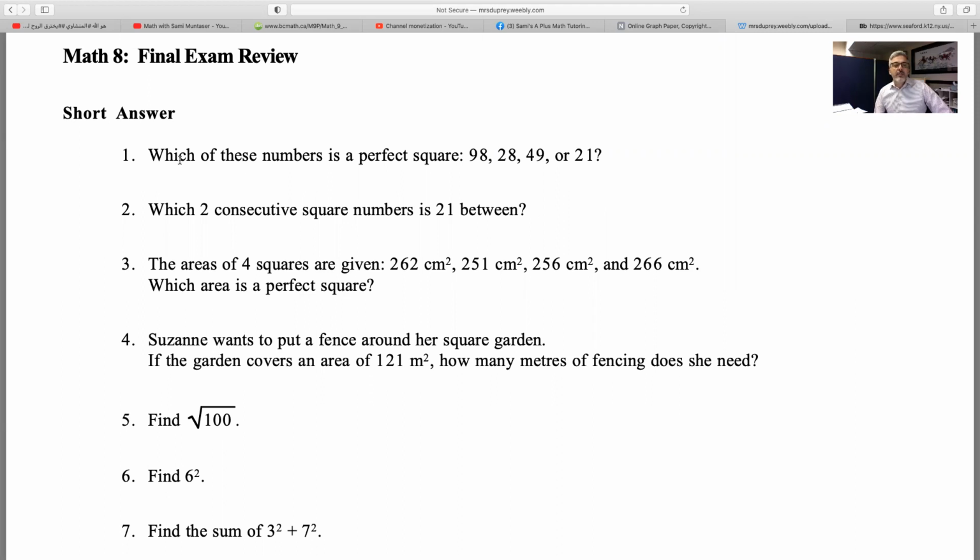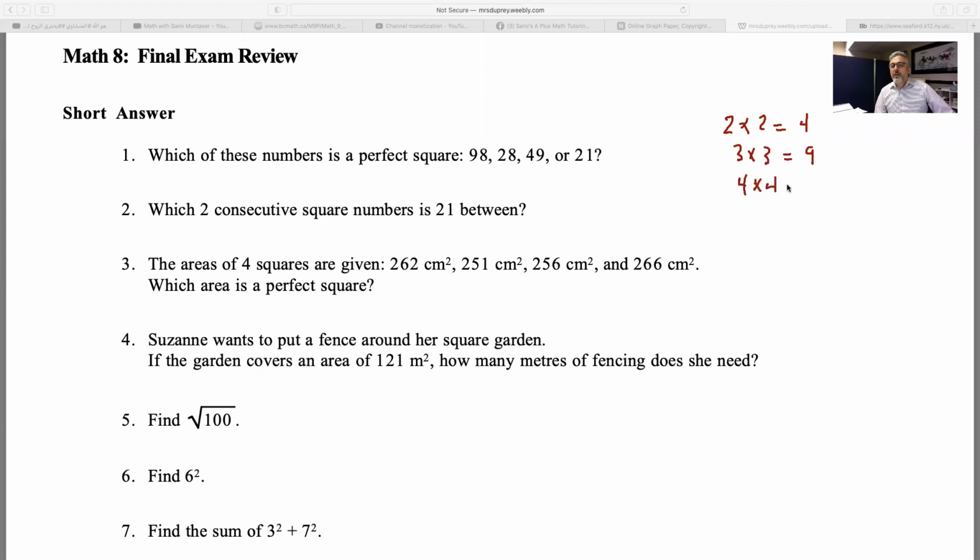So the first question is, which of these numbers is a perfect square? So what's a perfect square? Let's look at some numbers here. If I go 2 times 2, it gives me 4. If I go 3 times 3, it gives me 9. If I go 4 times 4, it gives me 16. And the list goes on.